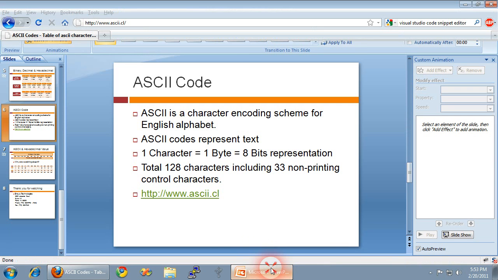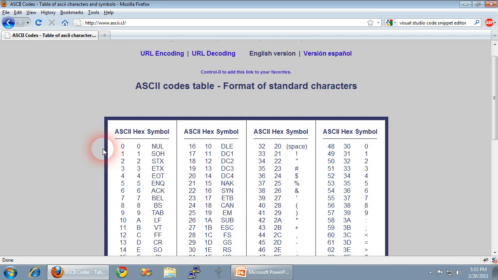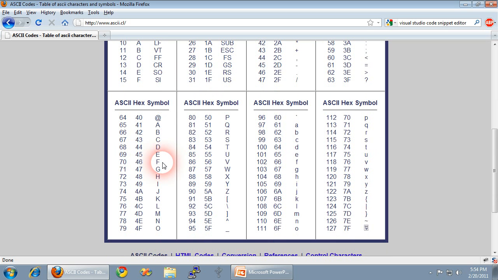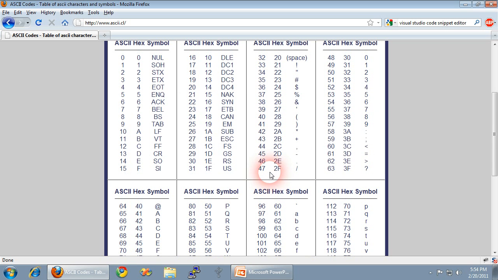Okay, let me just open up. So this is the ASCII values. As you can see, the leftmost column is a decimal number, this is the equivalent hex value in the second column, and the third one represents the symbol. So the ASCII value for capital letter A is 65 in decimal or 41 in hexadecimal, and similarly you can find all the ASCII values for any given character.